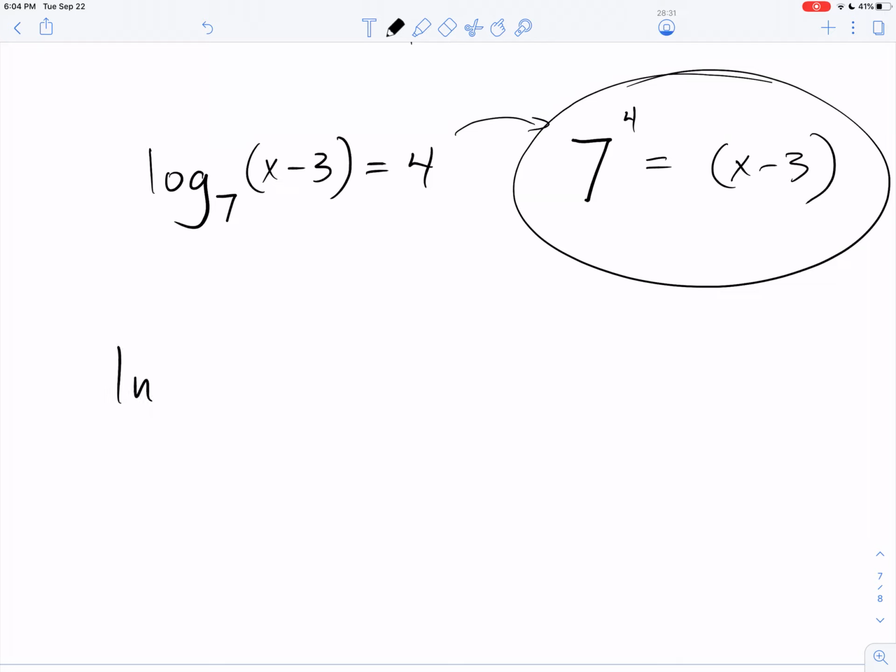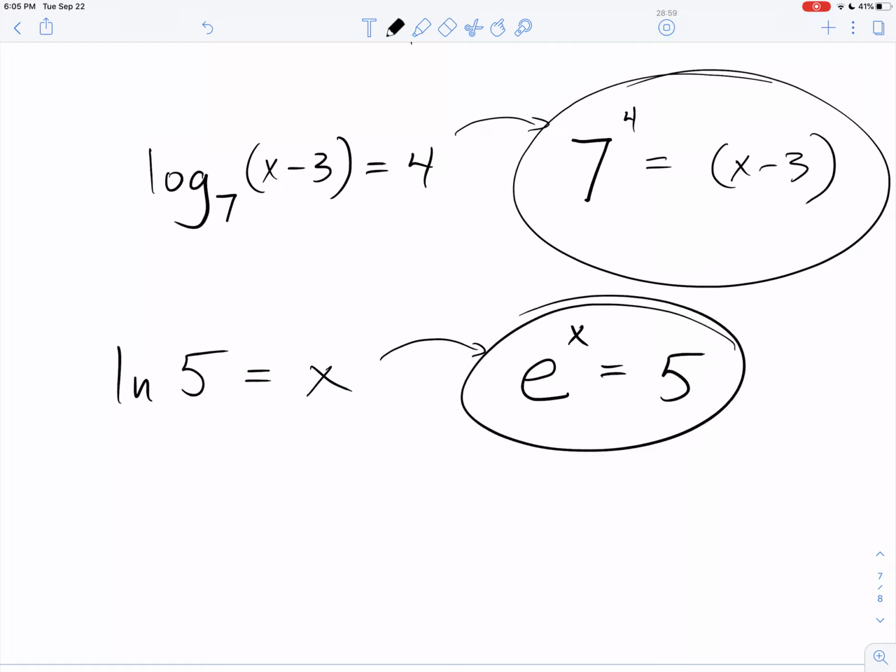Let's do one more. What if somebody said, convert this into exponential form? Pause it, try it, and then let's see if you got it right. Okay, if I convert this, it would be a base of E, and then the other two would flip-flop. That would be my conversion. So, one of our main skills is, can we convert things?